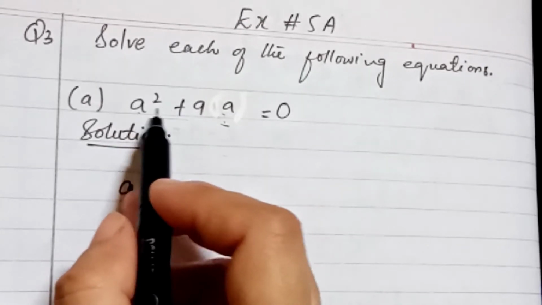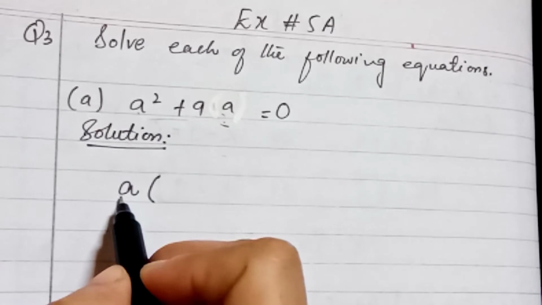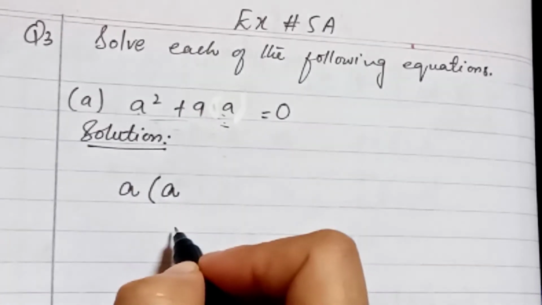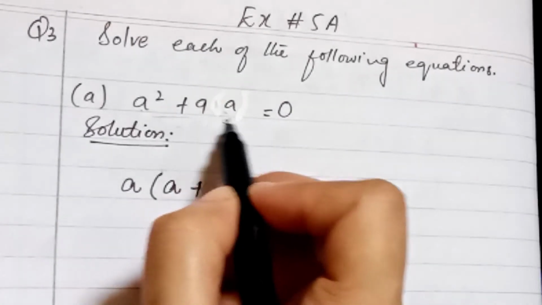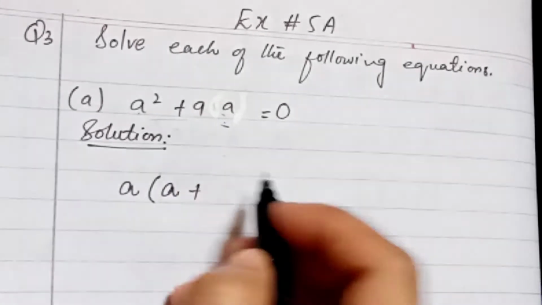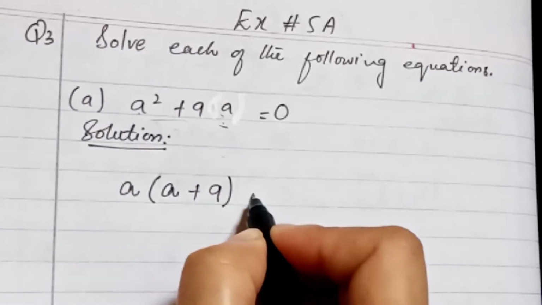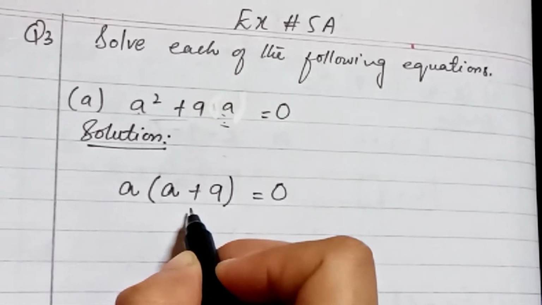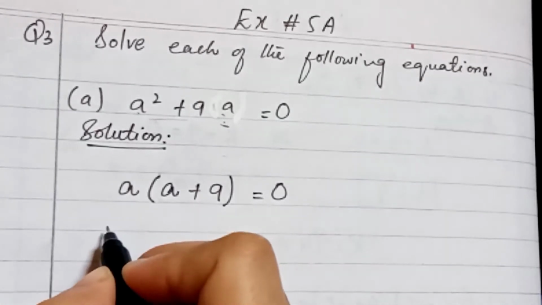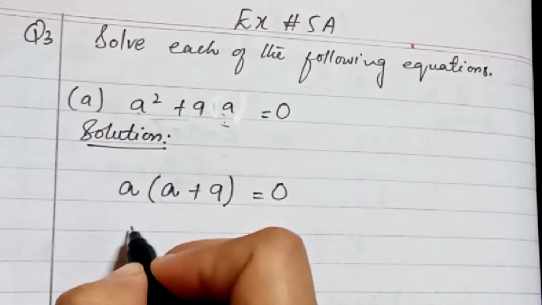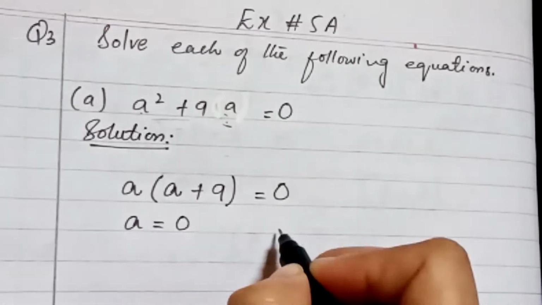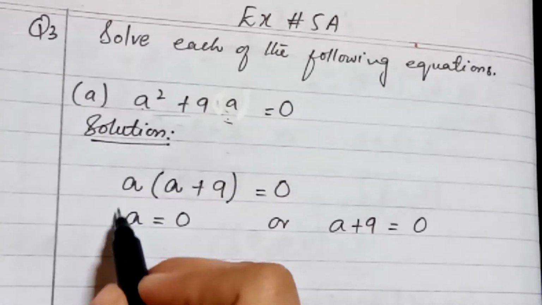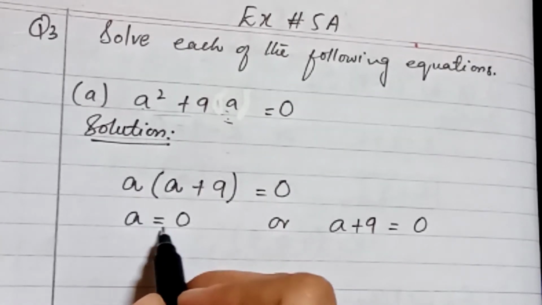a square means we have 2a. When we take 1a common, we are left with 1a here. And when we take common a from 9a, we are left with 9 over here. So now it becomes like a question we have in question number 1. So by using zero product property, a equals 0 or a plus 9 equals 0. Here we have one value of a, that is 0.